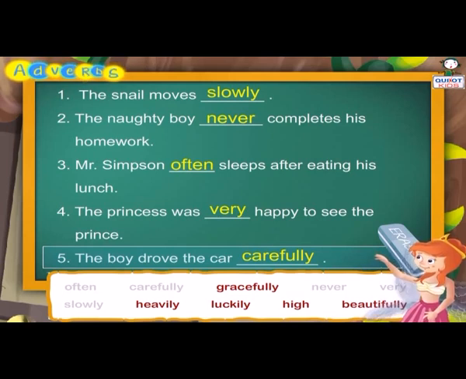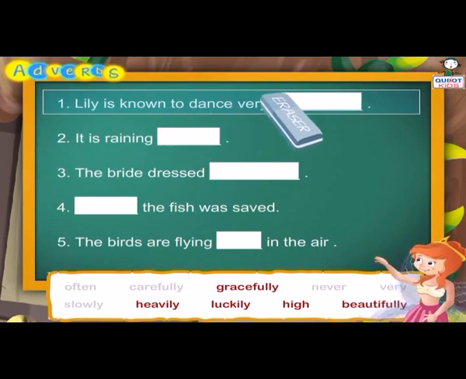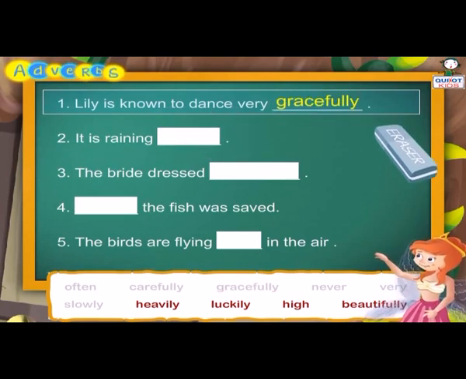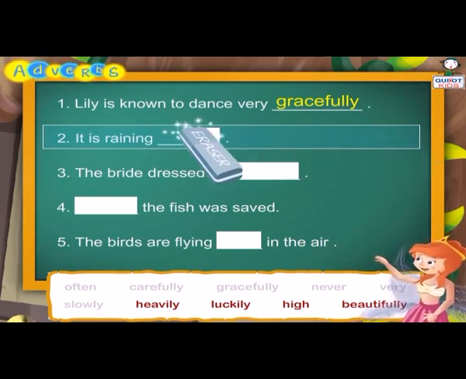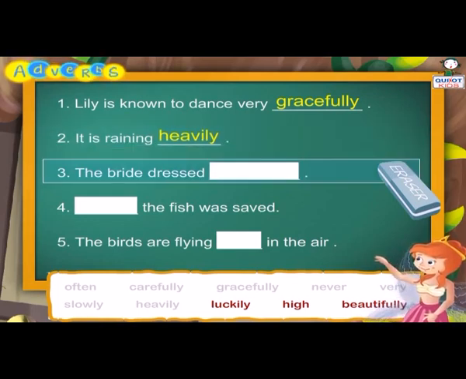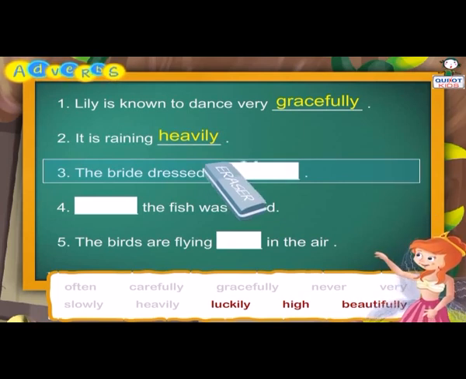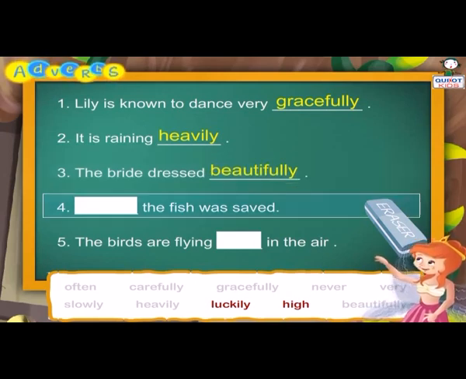Carefully is the adverb. Lily is known to dance very dash gracefully. Lily is known to dance very gracefully. Gracefully is the adverb. It is raining dash heavily. It is raining heavily. Heavily is the adverb. The bride dressed dash beautifully. The bride dressed beautifully. Beautifully is the adverb.